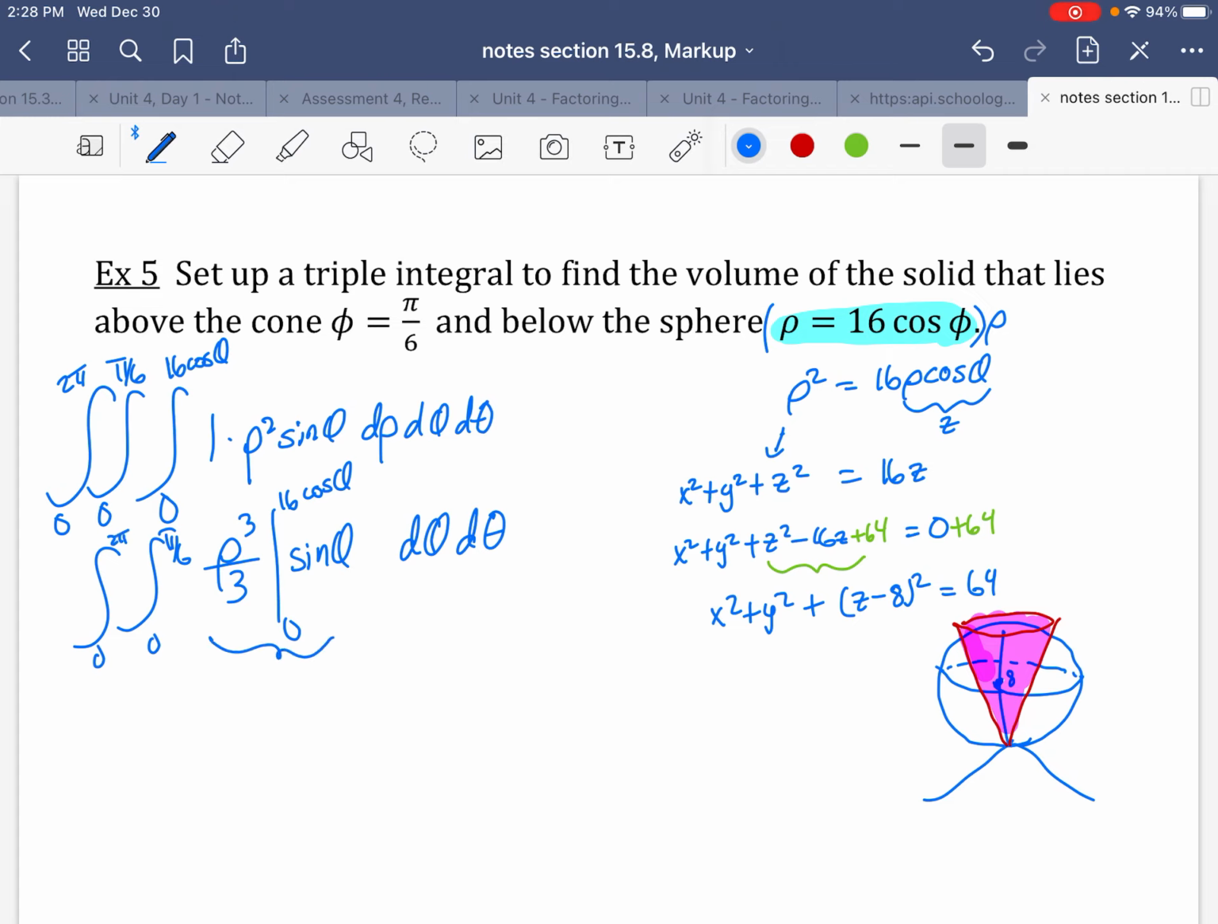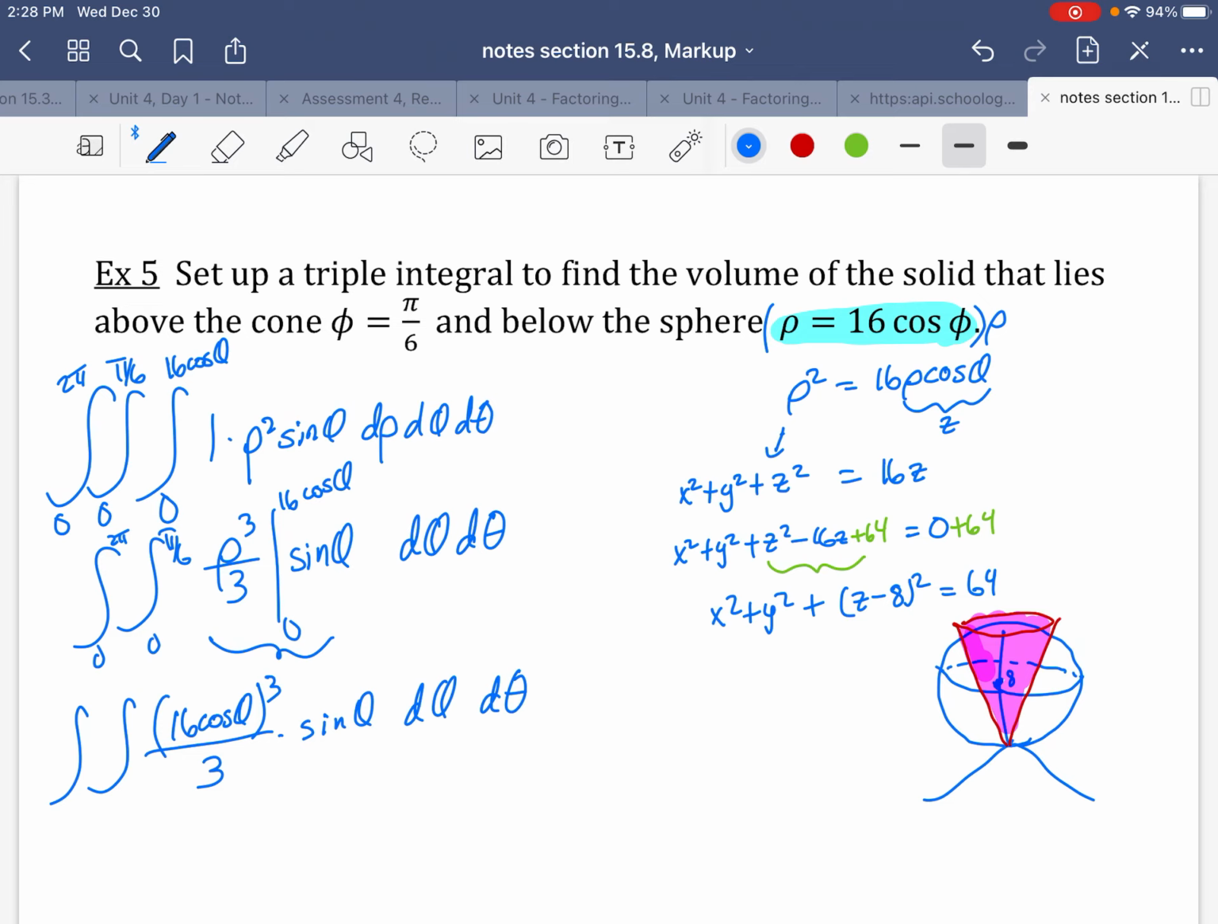So let's figure out this part right here. When I plug in 0, that'll go away, but when I plug in 16 cosine phi into rho to the third, I basically get 16 cosine phi all to the third over 3 minus nothing, and then times sine phi. Then I still have d phi, d theta, and my other 2 integrals here. Now if I would like, I could separate this out.